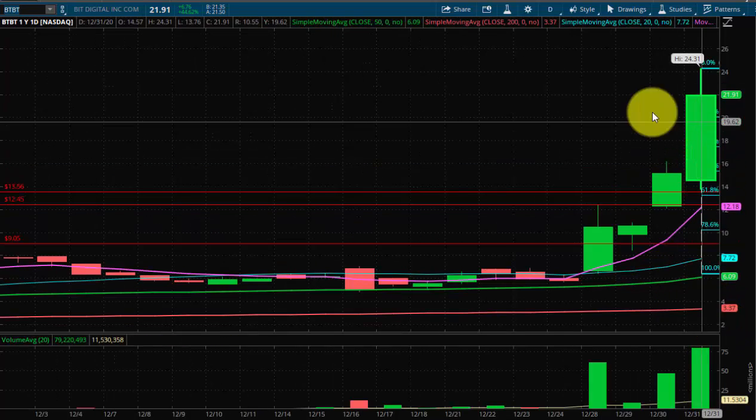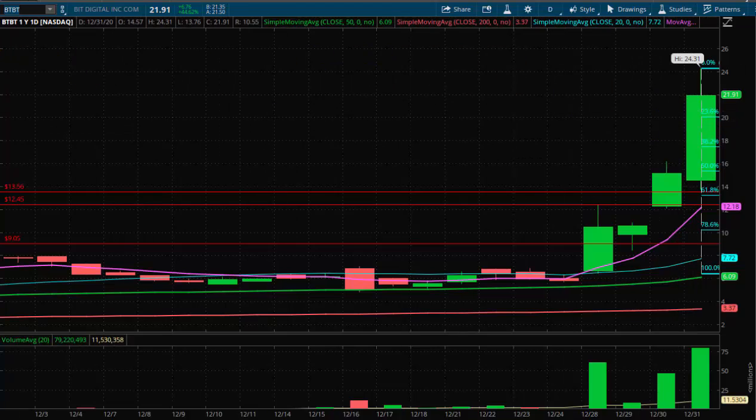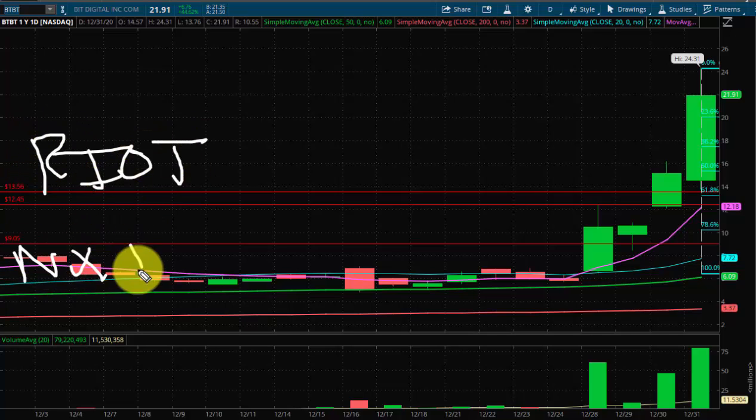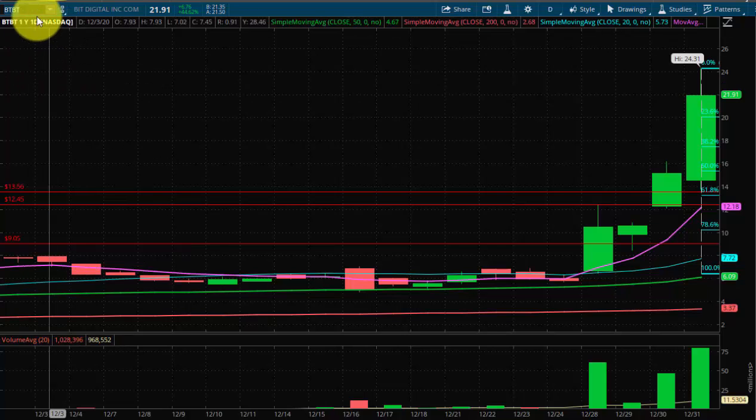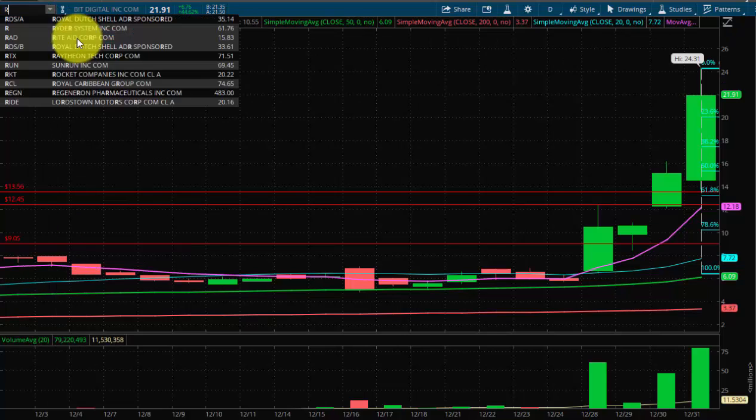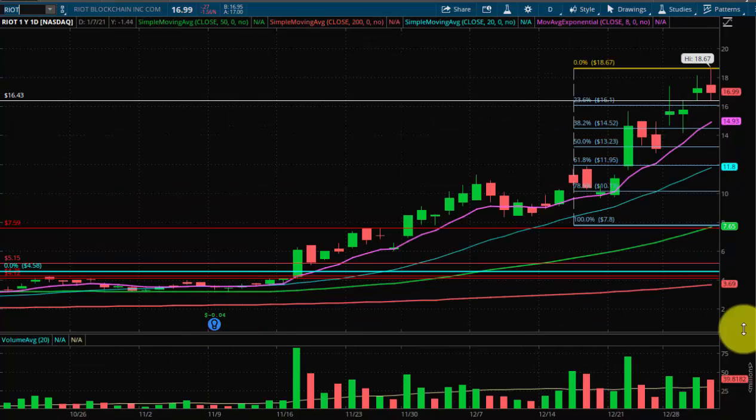Whether or not these stocks continue higher, I'll still be going to a couple of go-to blockchain plays. My go-to ones are going to be Riot and NXTD. I think Riot is probably the more fun one to trade and the more realistic one to trade because NXTD doesn't really have a lot going for it.